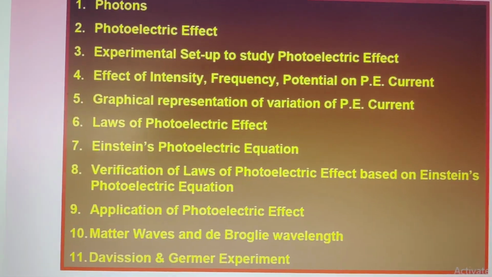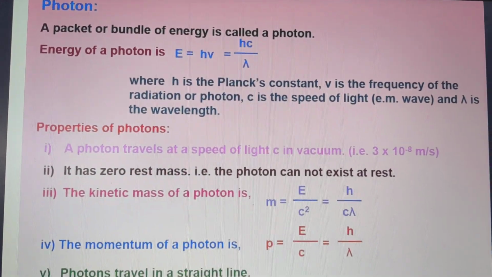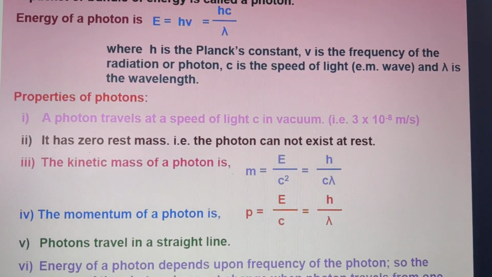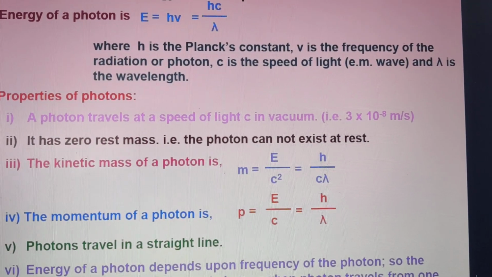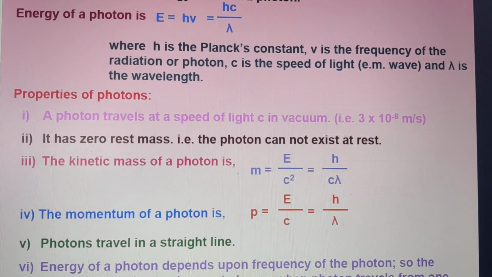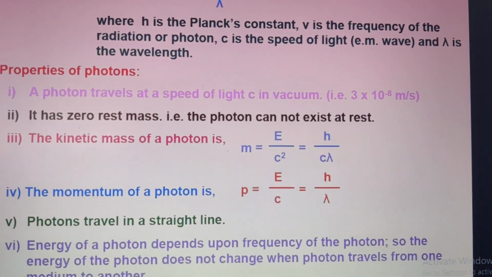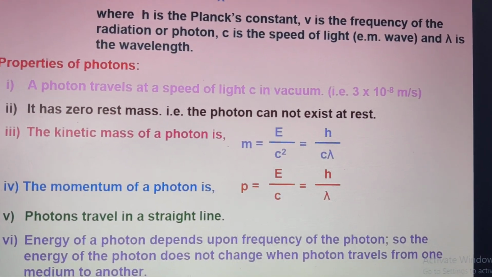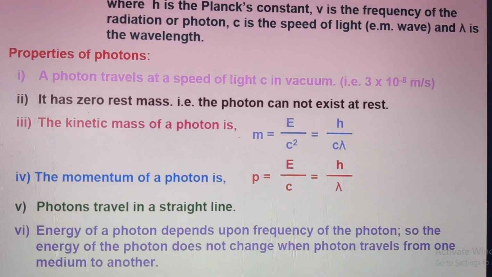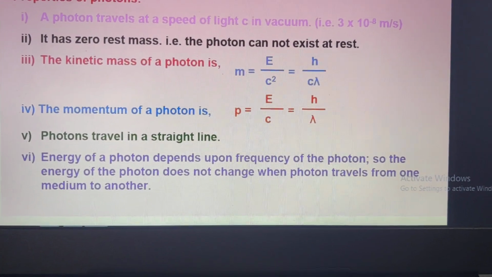So as we go further, you can see from the slides that E is a multiple of h nu, that is, hc by lambda, where h is Planck's constant. The following properties of photons can also be noted: the photon travels at the speed of light. As we know, it has zero rest mass and cannot exist at rest, and the kinetic mass of the photon is h by c lambda, and the momentum of the photon is h by lambda. Photons travel in a straight line, and the energy of the photon depends upon the frequency of the photon.